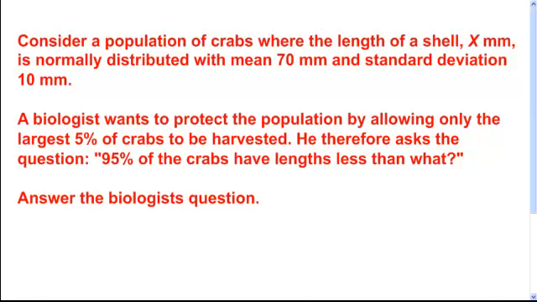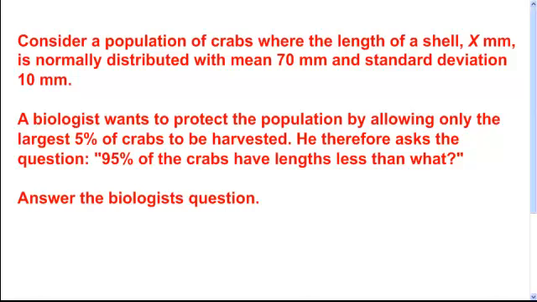I'll give you a minute to read it. So we want to look at the population of crabs. We know it's normally distributed, mean 70, standard deviation 10 millimeters. Biologists want to protect them, so they're only going to use the largest 5% of the crabs. So he asked the question, 95% of the crabs have lengths less than what? So we need to figure out what this is going to be.